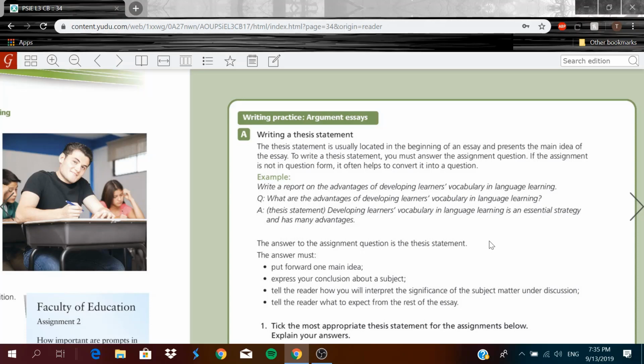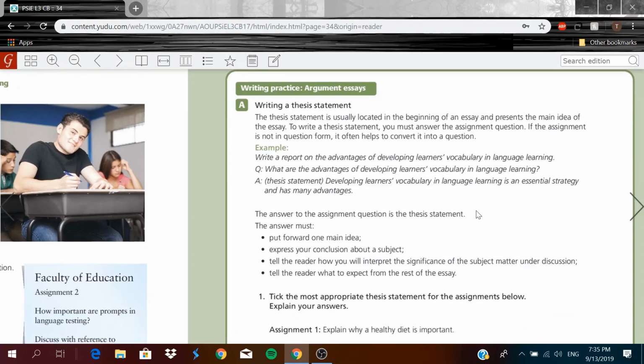Okay, so to answer the assignment question, right, your thesis statement must include your main idea, or the main idea of the assignment, right? You should express your conclusion about the subject, so your personal conclusion, not anybody else's, okay? And you should tell the reader how you will interpret the significance of the subject matter under discussion, okay? So basically, your point of view. Okay, and you can also tell the reader what to expect from the rest of your essay going into the body, and finally your conclusion.